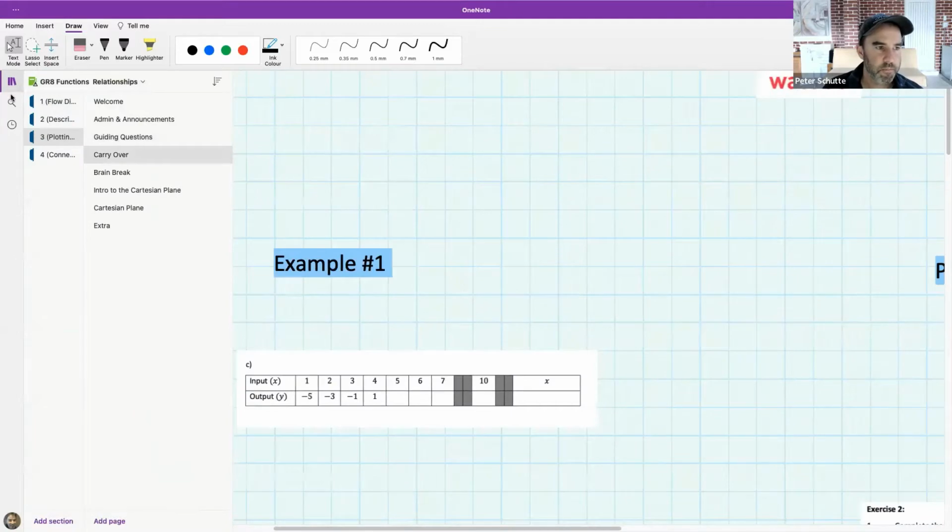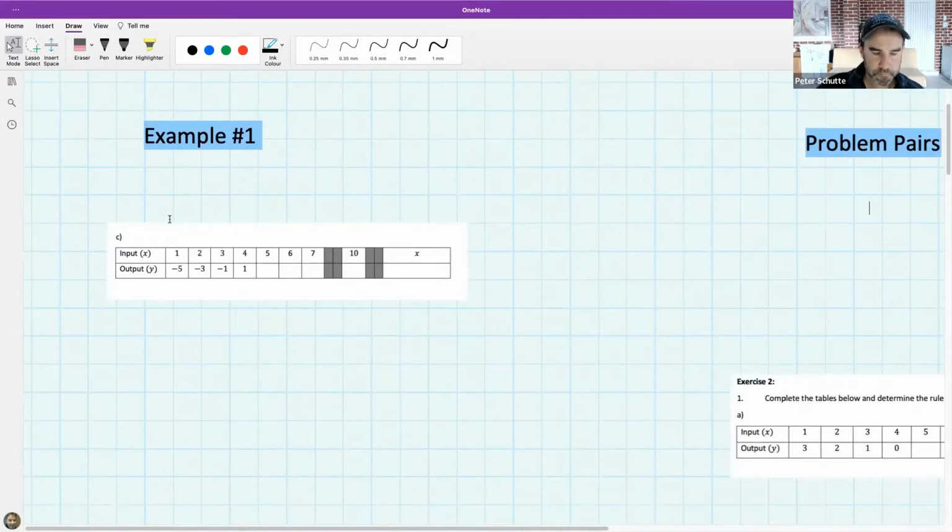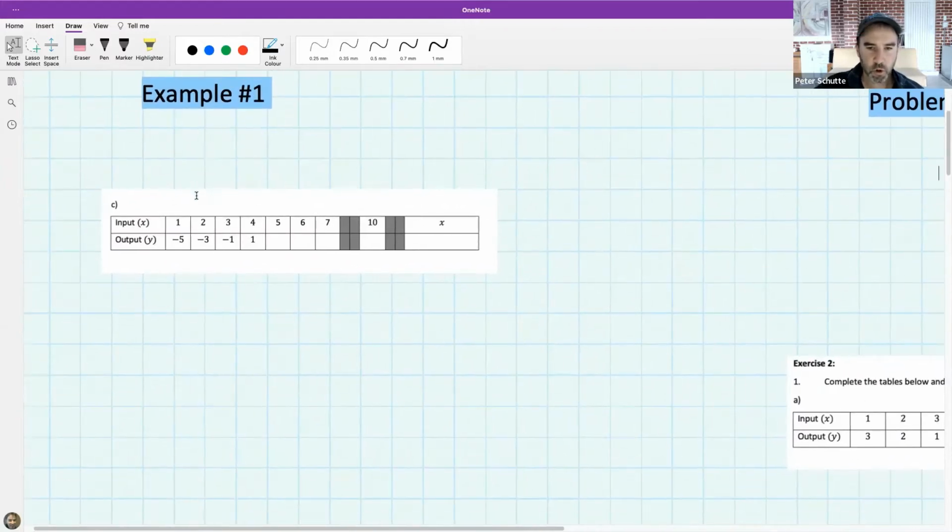In all the lessons, what we do is we like to start with an example. This whole topic is called functions and relationships, so there is a relationship between two things. In this case, there is an input X and an output Y. We've been learning about this for about 2 lessons. Now, I want you guys to try and fill in the missing spaces over here.